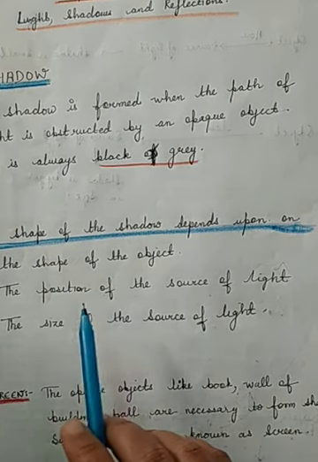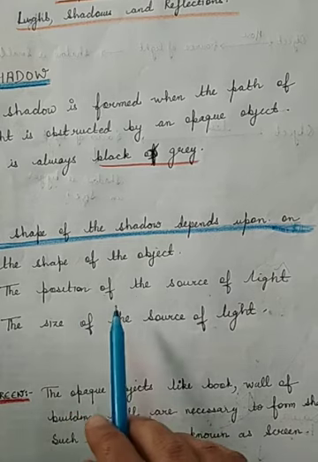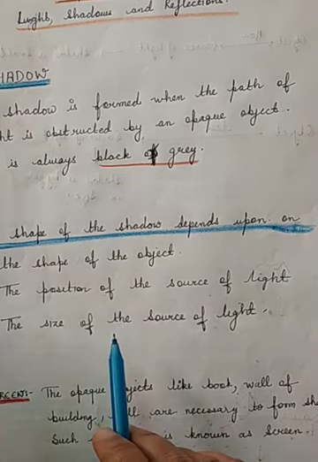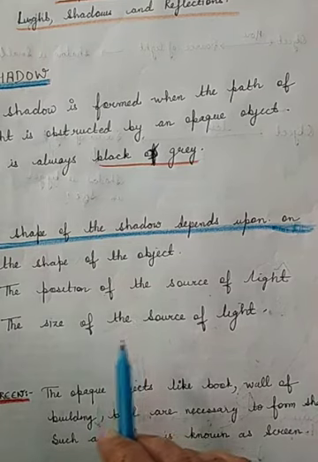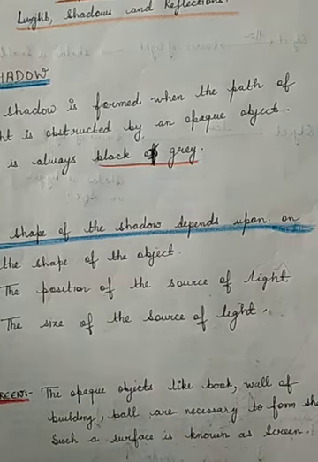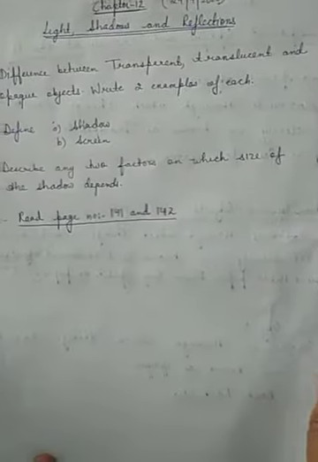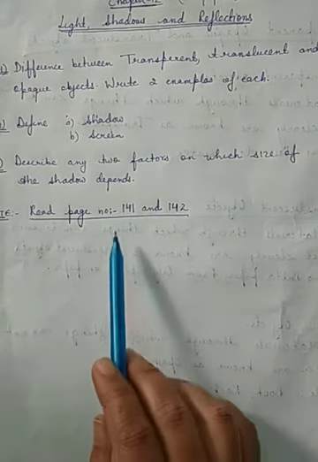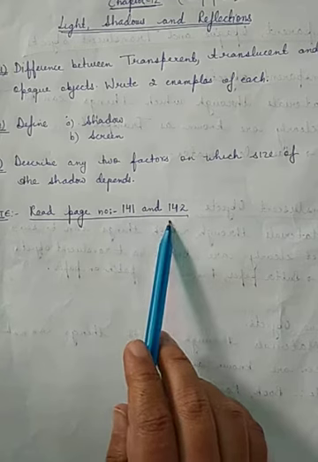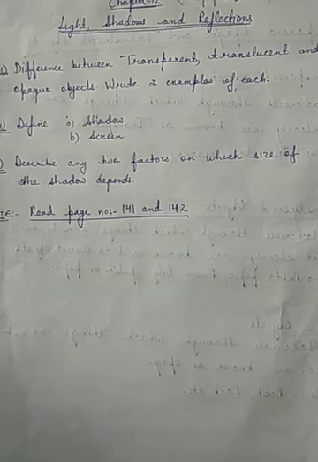More is the distance between the source of light and object, the smaller will be the shadow, and vice versa. So these are the things you have to do in this topic. And the assignment related to this, you have to do in your rough notebook, and read page number 141 and 142 of this chapter. And if there is any doubt, you can WhatsApp on my number. Thank you and have a nice day.